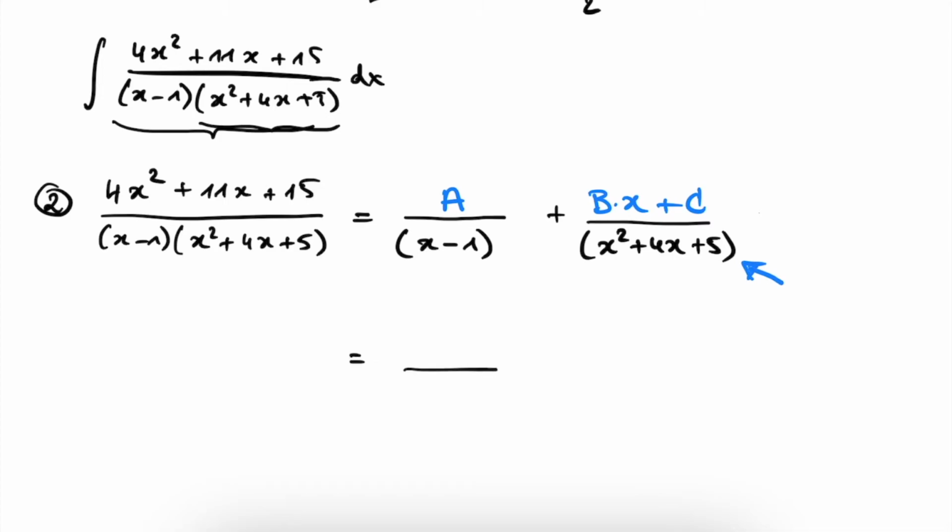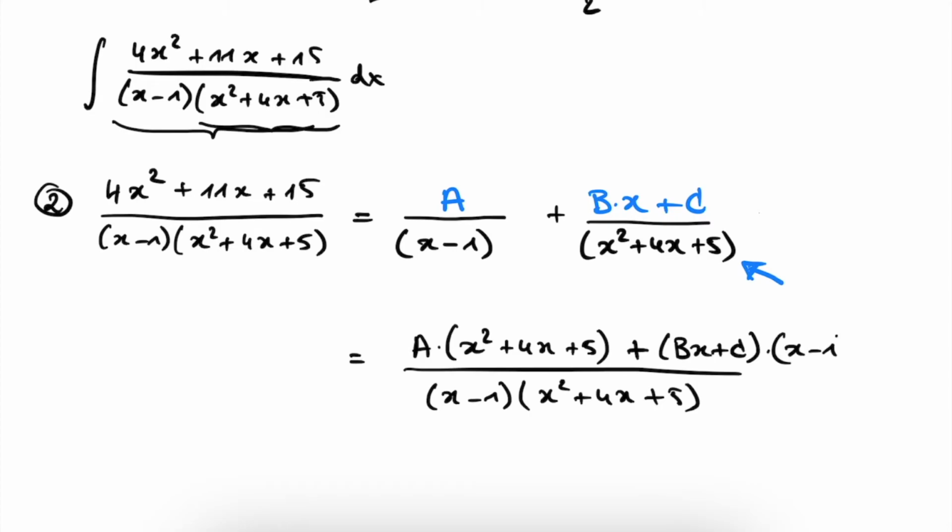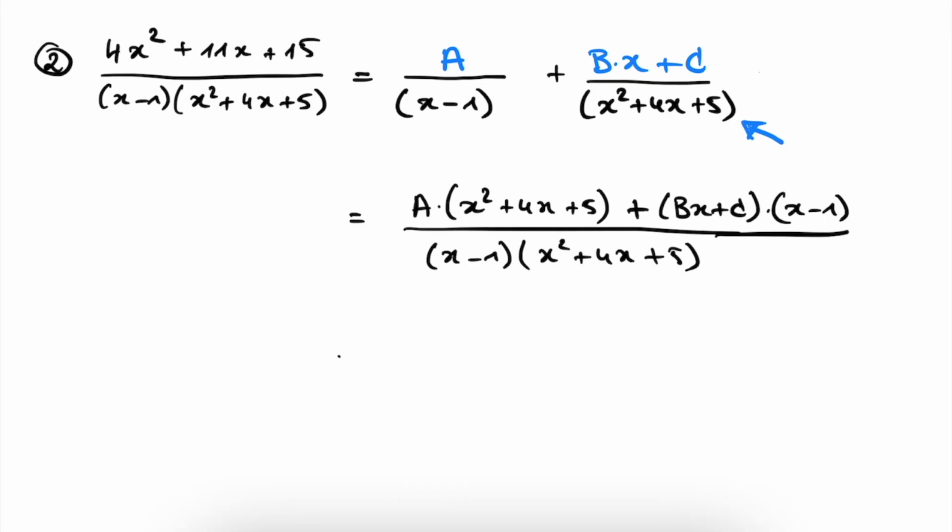As the second step, we write this as one fraction, x minus 1, multiplied with x squared plus 4x plus 5. So we get this denominator times this numerator. So we get a times x squared plus 4x plus 5 plus this denominator times this numerator. So we get bx plus c times x minus 1. The next step, as always, is to gather terms with equal powers of x.